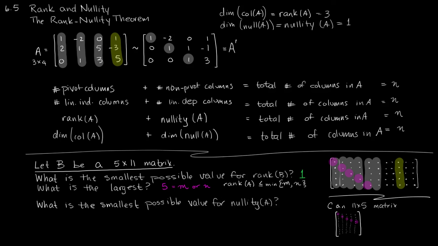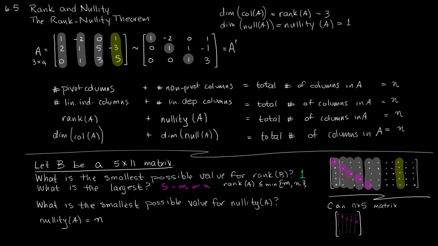Okay, one last question here. What is the smallest possible value for the nullity of A? Well, if we do just a little bit of arithmetic on this equation right here, we get that the nullity of A is equal to the total number of columns minus the rank. So I'll make a note of that. Nullity of A is equal to the total number of columns, which is n, right? It's always going to be n. It's going to be 11 in this case, but I'm trying to generalize as I go here.